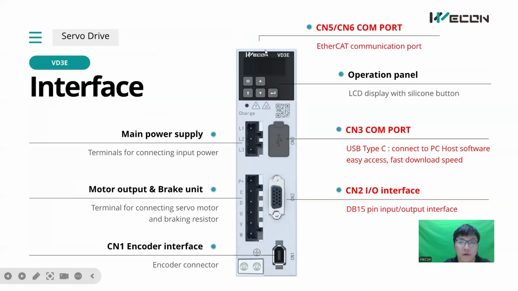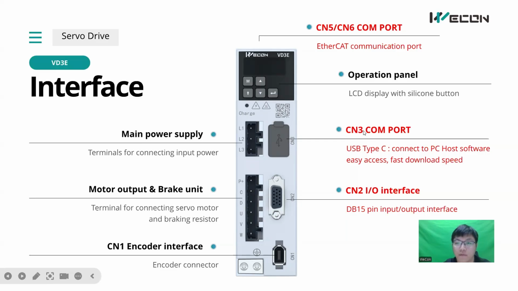This is the picture of our VD3E A-type driver. You can see it's very similar to our VD2 series driver. And here I have already marked the different ports with red color. First, on the top, CN5 and CN6. This port is used for EtherCAT communication. But in VD2, these two ports are used for Modbus RS485.